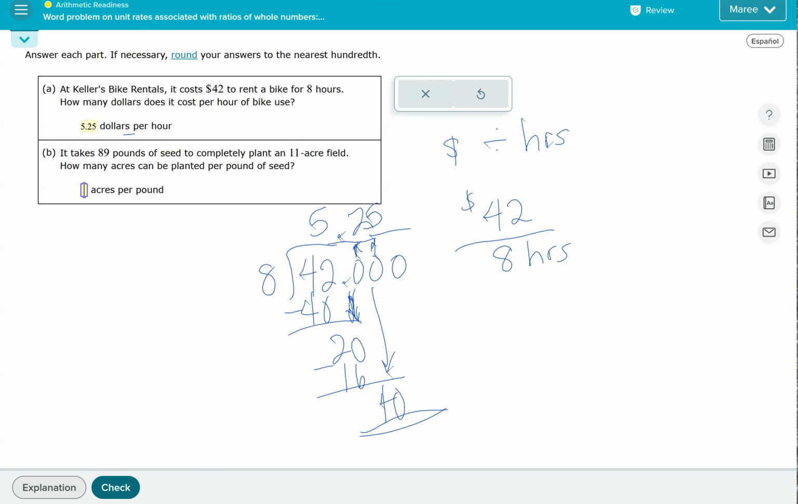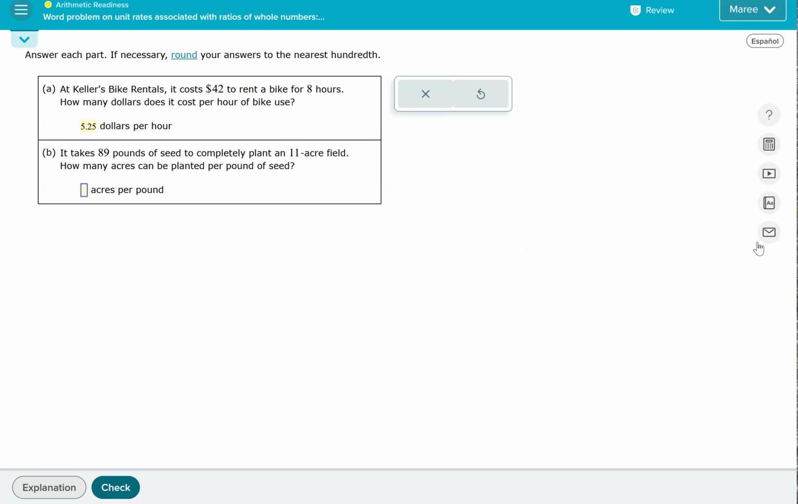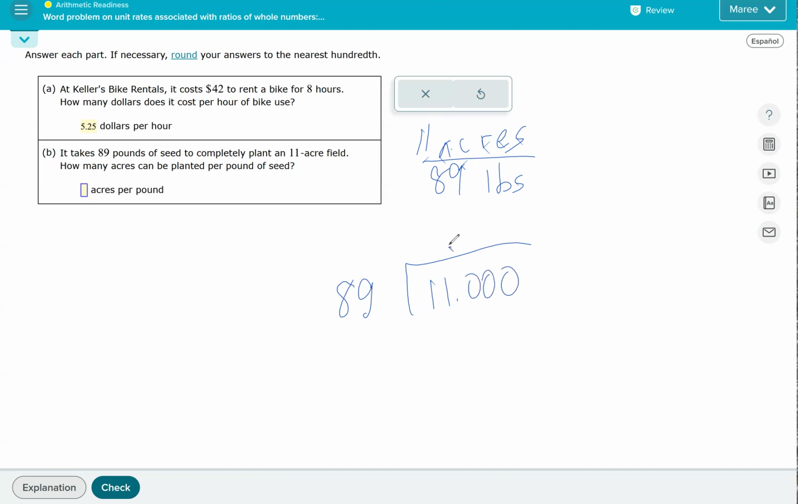Okay, let's look at the second one. What's super cool is we're doing acres per pound. So we're going to divide the number of acres by the number of pounds. So there are 89 pounds. I'm putting that in the denominator, and 11 acres. How many acres can be planted per pound of seed? So we're going to do 11 divided by 89. Whoops. We're rounding to the nearest hundredth, so let's put in 3 zeros, bring up the decimal, then ignore it from then on out.